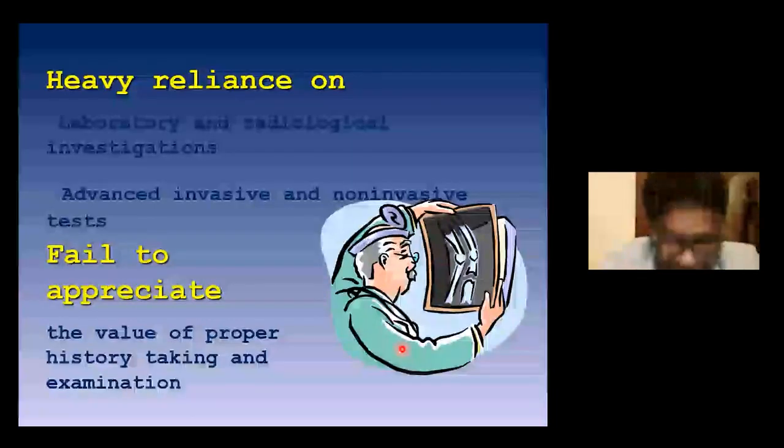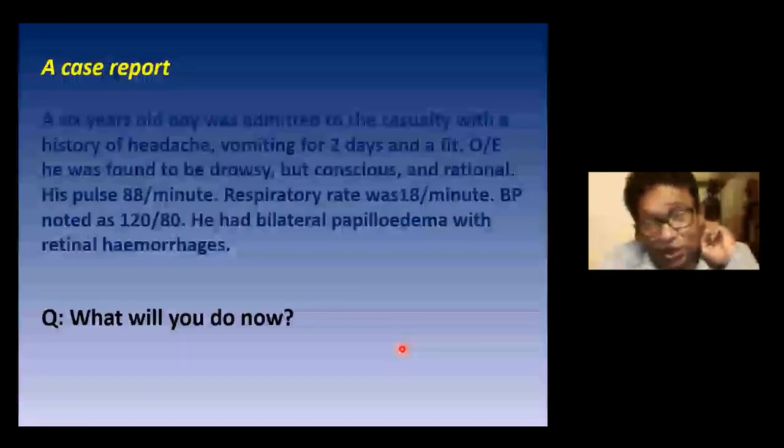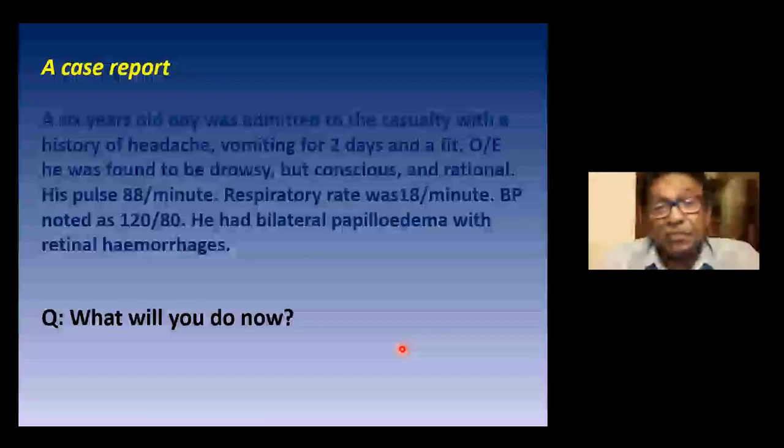Now, this is the first case. Are there any doctors around? Why you have to answer this question? A 6-year-old boy was admitted to the casualty with a history of headache and vomiting for 2 days, and a fit. On examination, he was found to be drowsy but conscious and rational. His pulse was 88 per minute, respiratory rate was 18 per minute, BP noted as 120 by 80. And on examination, we found that he had bilateral papilledema with retinal hemorrhages.